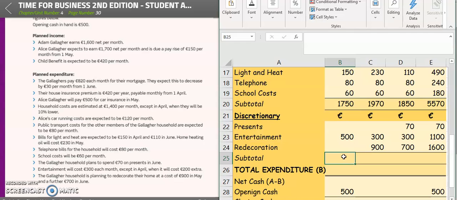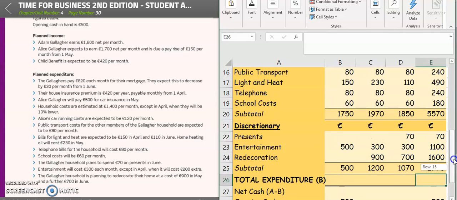So the total for April is 500. For May it is 300 plus 900, which gives us 1,200. For June, 70 plus 300 plus 700 gives us 1,070. And then your total: 500 plus 1,200 plus 1,070. That gives you 2,770.